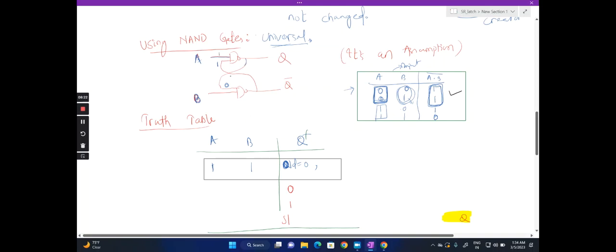So for 1 1 in a NAND circuit we will get 0. So the updated Q value will be 0. Let's assume the old Q value is 1. So the updated value will be, let's assume old is 1.